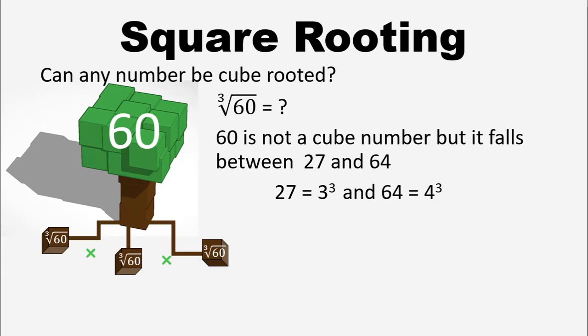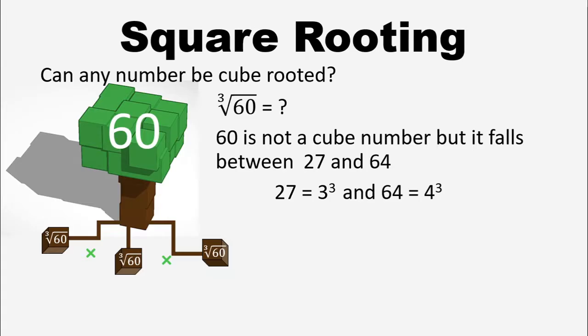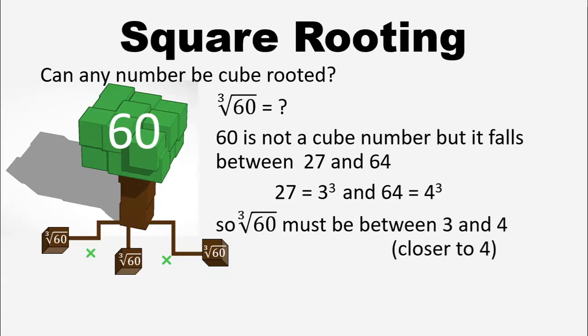27 is 3 cubed and 64 is 4 cubed. So the cube root of 60 must be between the numbers 3 and 4. But I'm saying closer to 4. Do you understand why I say closer to 4?